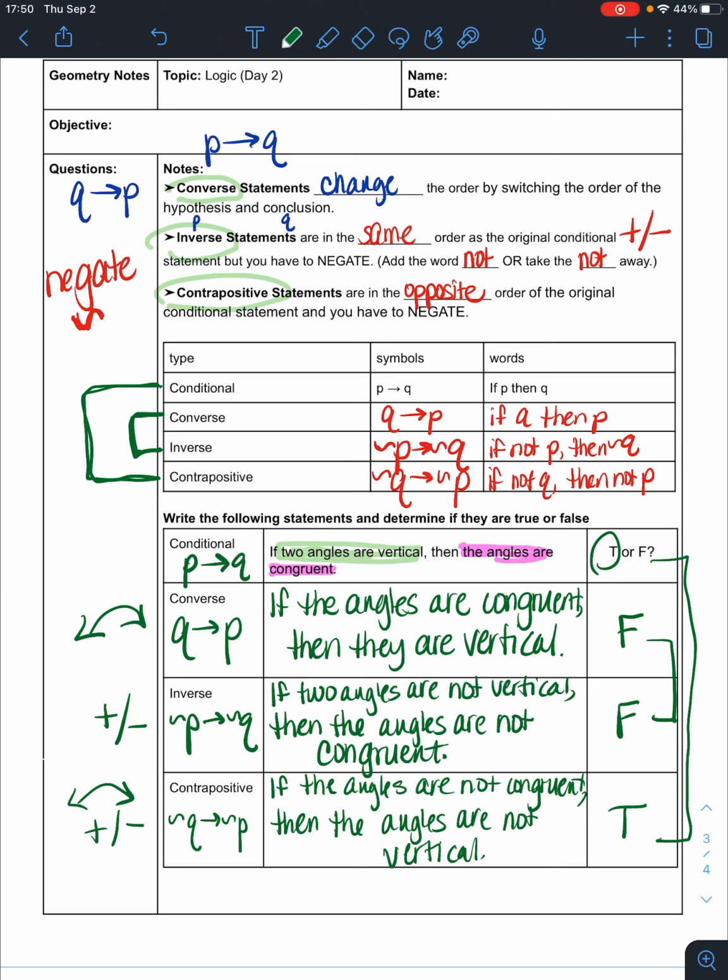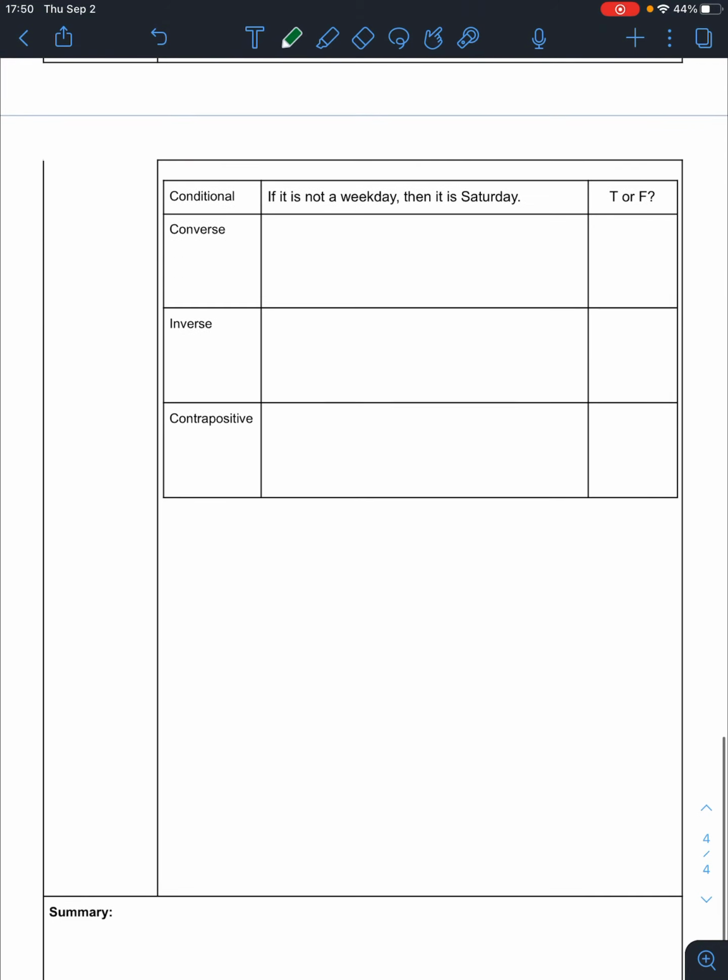So notice the pattern. You have your conditional, P then Q. You switch them, Q then P, that's your converse. Okay, you go back to your original order and you negate them: not P, not Q. Then you switch the order of that one: not Q, not P. It'll help you to see that pattern when you're writing them, so you don't have to think about where it goes every time, what order it's supposed to be in.